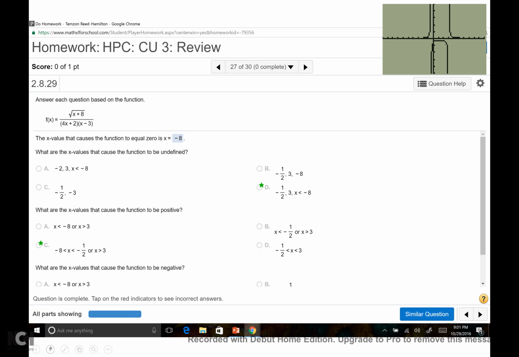The x value that causes the function to equal 0. When you're finding your zeros, you set the numerator equal to 0. Solve, square, x plus 8 equals 0, x equals -8. There's my 0 at -8. I don't know why that's not on the graph. Oh, I know. I bet this stops at -8.